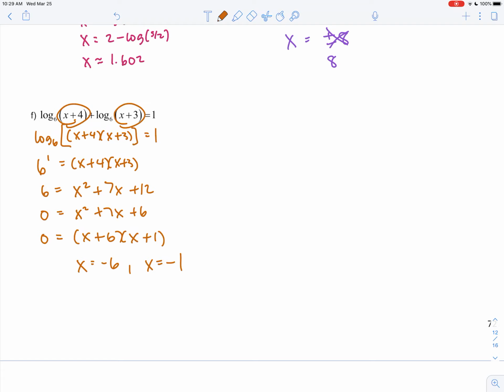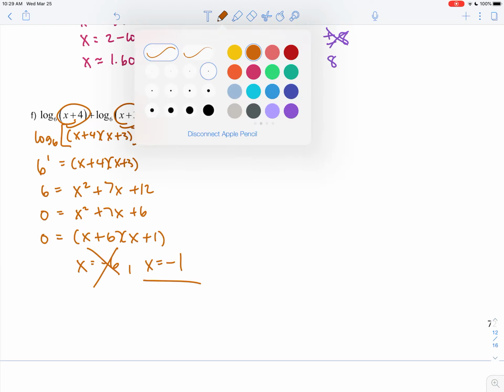But if you look at these original arguments, x plus 4, x plus 3, I would not be able to plug in negative 6 into those. Those would give me negative numbers inside the log, which is undefined. So there's really only one solution, x equals negative 1.